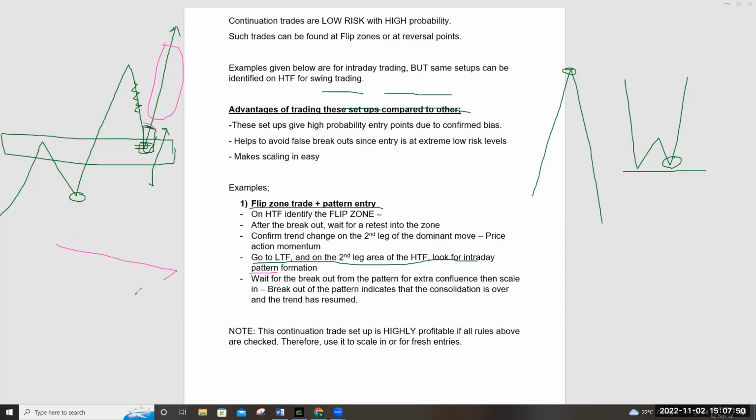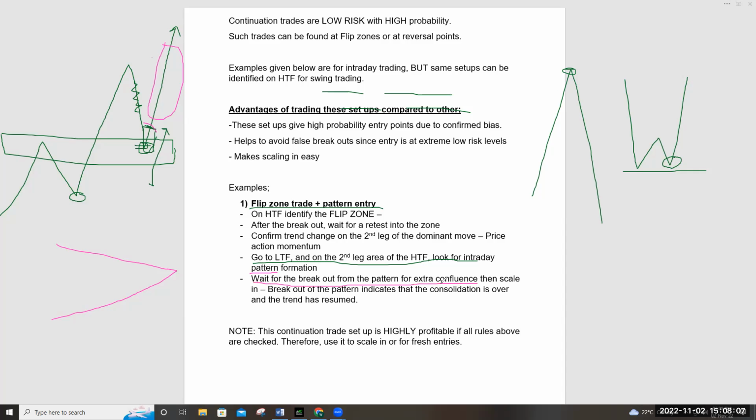Now, after you've identified your pattern, let's say here you identify on the lower time frame a triangle. It can be a symmetrical triangle or an ascending or descending triangle or a wedge or a channel, whatever you get on the lower time frame. Now you're going to wait. Do not trade inside the pattern. You're going to wait for the breakout from the pattern.